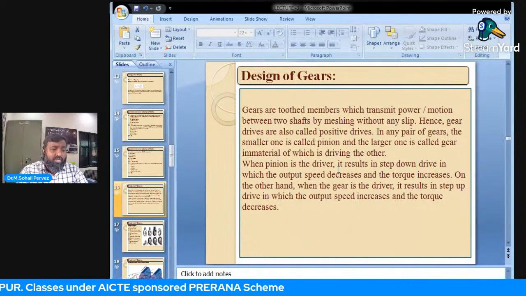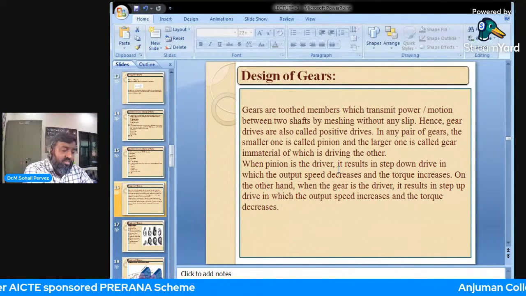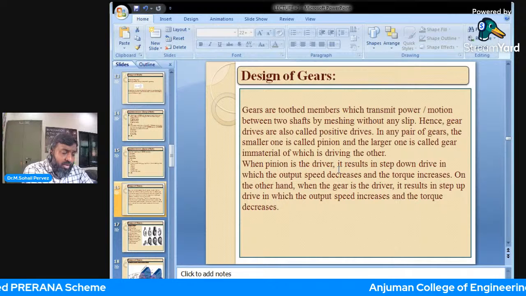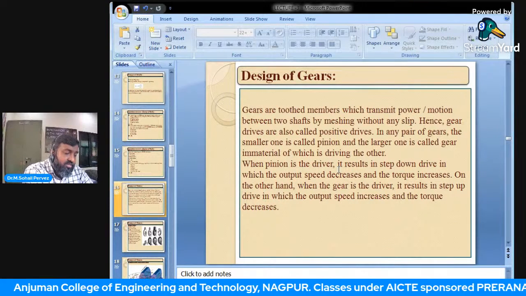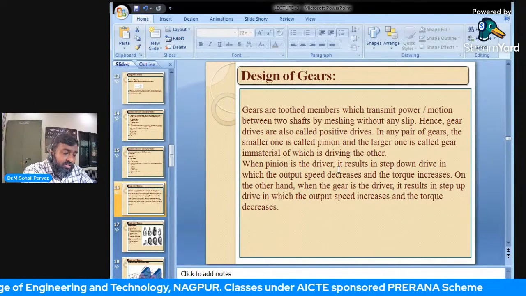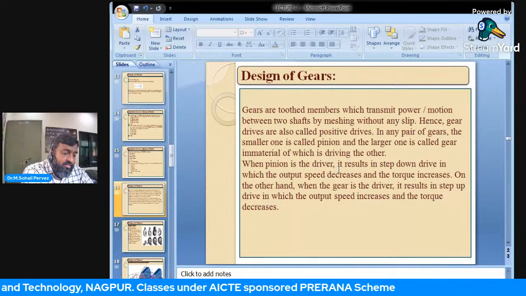What do you mean by step down drive? Now that is very important: step down and step up. Here I'm hatching the shaft, which is the driver. So this is the driver.